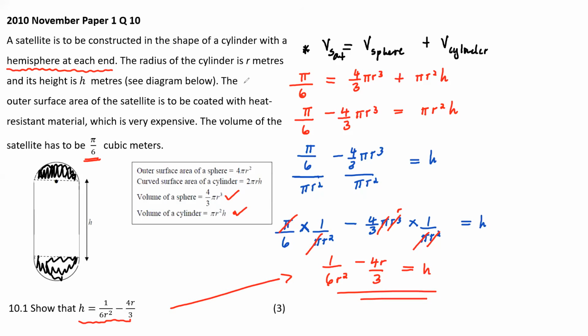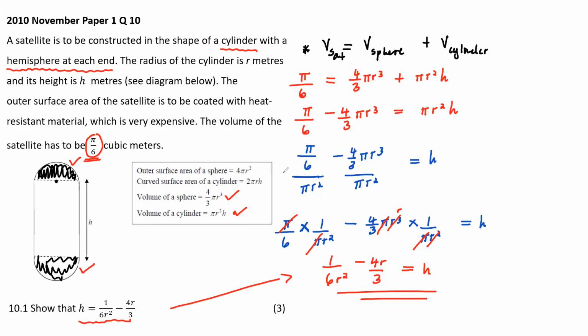Which part are we struggling with? A satellite is made of two hemispheres. Hemi means half, so that's half a sphere. Two half oranges give you one full orange. Two hemispheres give you a sphere. The satellite is made up of a cylinder and two hemispheres, so that's like a sphere and a cylinder. The volume of the satellite we're given is pi over 6. The volume of the sphere we're given is 4 over 3 pi r cubed.